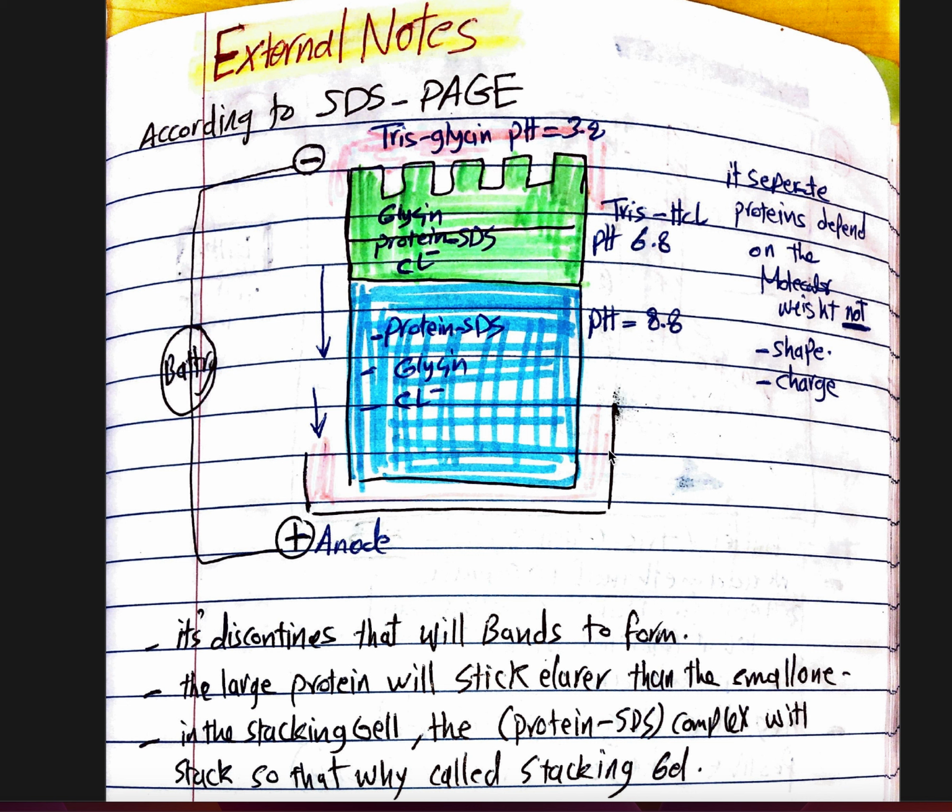Then the pH will change, and the chloride is always the first, but the glycine then becomes negatively charged, and the protein SDS will be the last one. So the proteins separate depending on the molecular weight, not the shape and not the charge, because we said that the SDS makes them similar in shape and similar in charge, like this: unfolded and negatively charged.